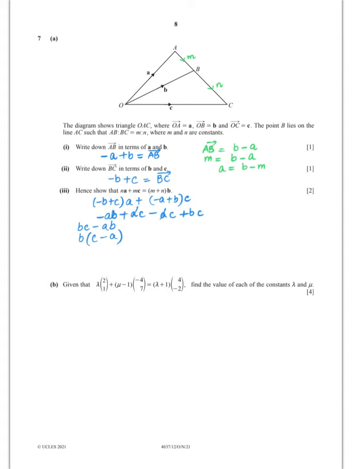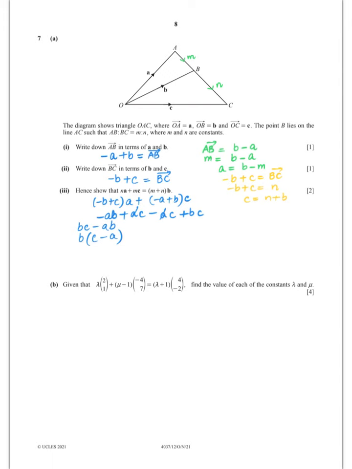After that, we need to attempt the same part for C here. So I can say that minus B plus C is equals to BC. We have proved this one, right? And BC is N, so minus B plus C is equals to N. We need to make C the subject. C is equals to N plus B.